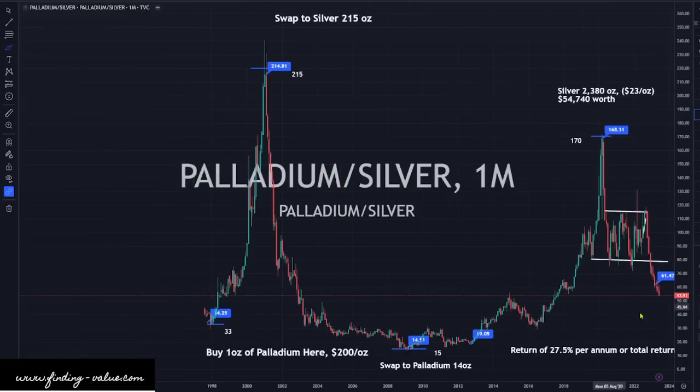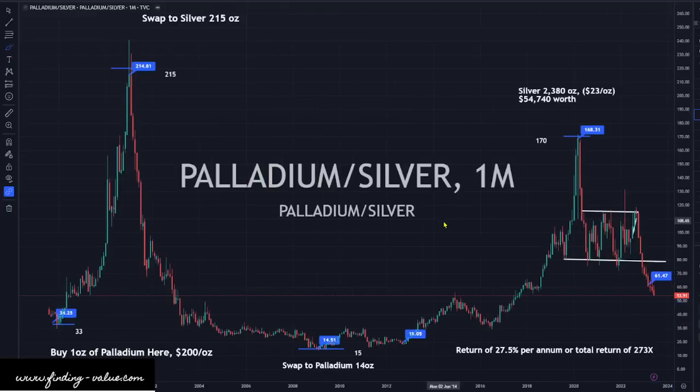But I do think that this is going to work its way lower and lower and lower, and it's not going to do it in a straight fashion, but it's going to bounce around. It's going to work its way down lower to probably a bottom that goes below 20, is my guess. So silver is still incredibly cheap.